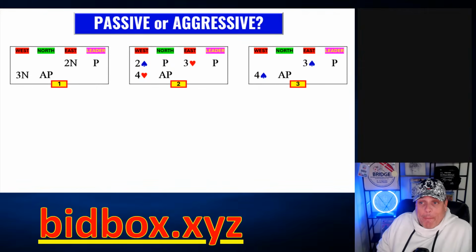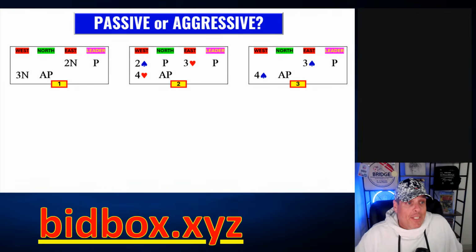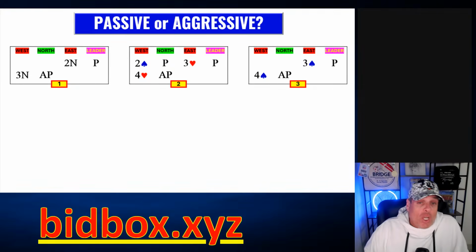2 no trump, pass, 3 no trump is question number 1. Is this an auction you would... And again, you don't have any lead to make. I'm not going to give any cards yet. Would you make a passive lead or an aggressive lead in this situation? Again, true is passive, false is aggressive. So passive, aggressive. True is passive, false is aggressive.